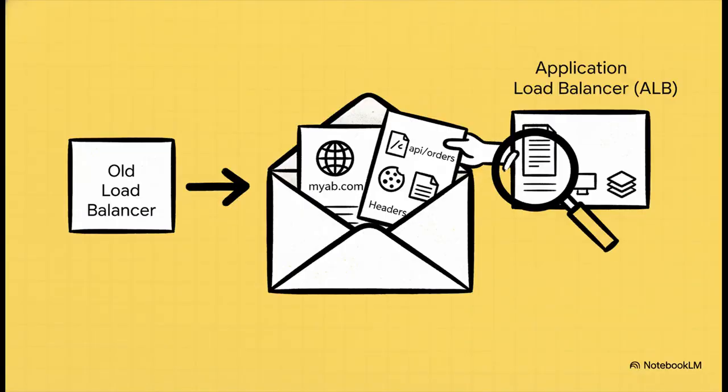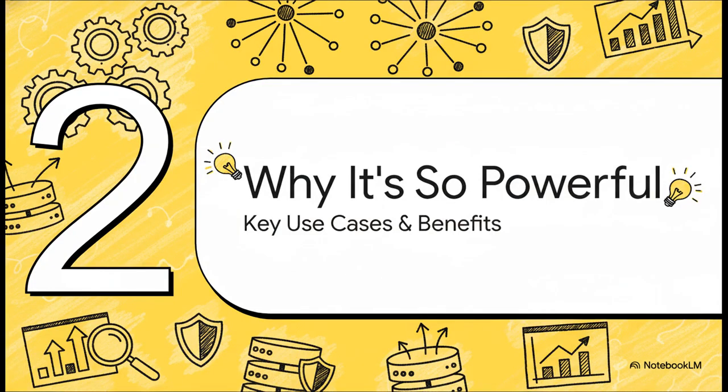And this is the perfect way to see that difference in action. An older load balancer might only see the myapp.com part of that address. But an application load balancer, an ALB, sees the entire thing. It sees the path, /api/orders. It can read the headers, check the cookies, everything it needs to make a really intelligent decision about where to send that request.